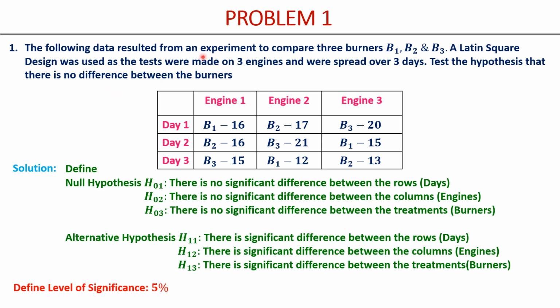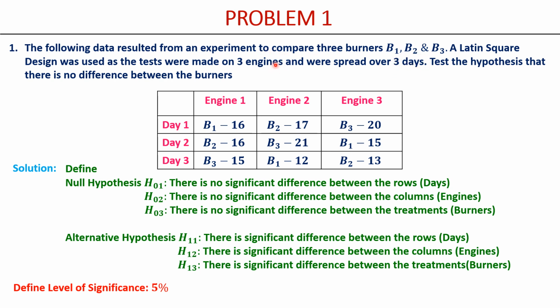The following data resulted from an experiment to compare three burners, B1, B2, and B3. A Latin square design was used as the tests were made on three engines and spread over 3 days. Test the hypothesis that there is no significant difference between the burners. If you read the question carefully, we are talking about an experiment to compare three burners. And for that, what is being done? The tests are done on three engines and 3 days.